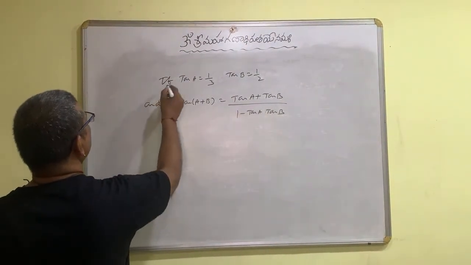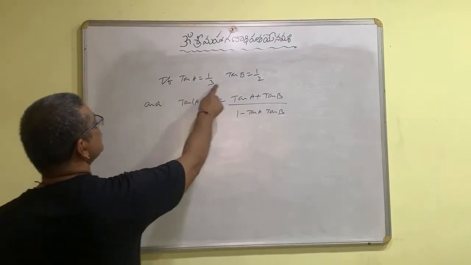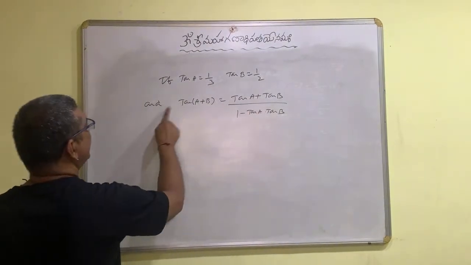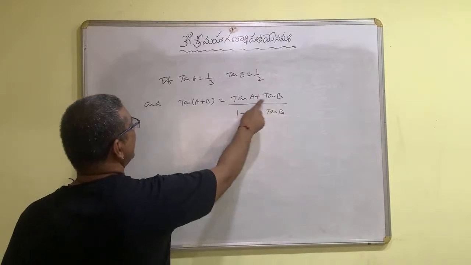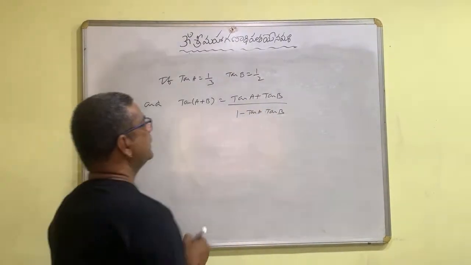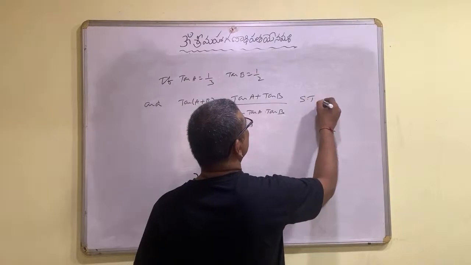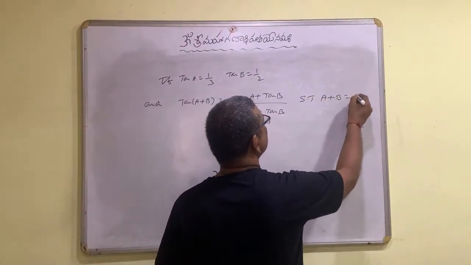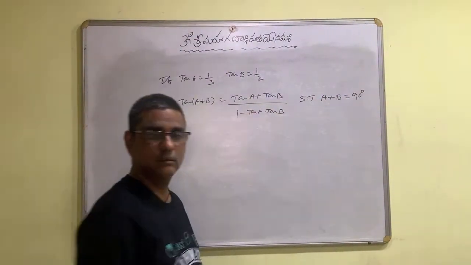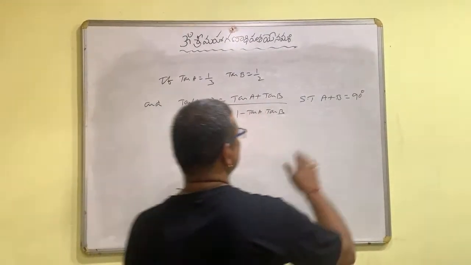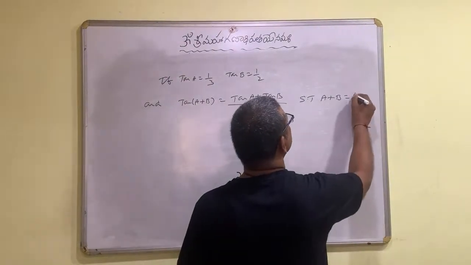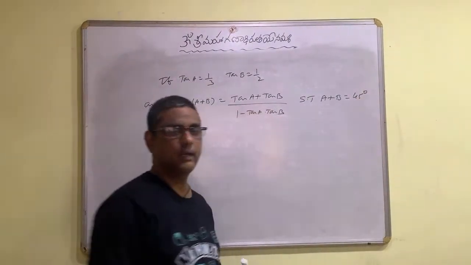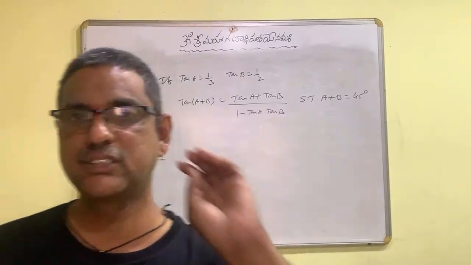And if tan A is 1 by 3, tan B 1 by 2, and tan A plus B is equal to tan A plus tan B by 1 minus tan A tan B, then show that A plus B is 90 degrees. No, not 90, 45, sorry. A plus B is 45 degrees. This is the question.